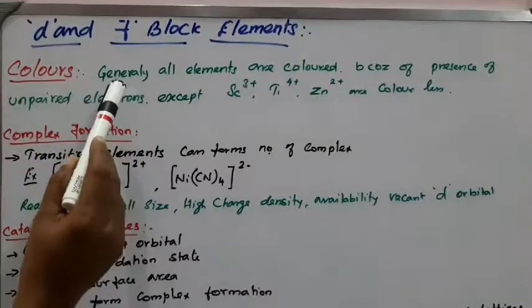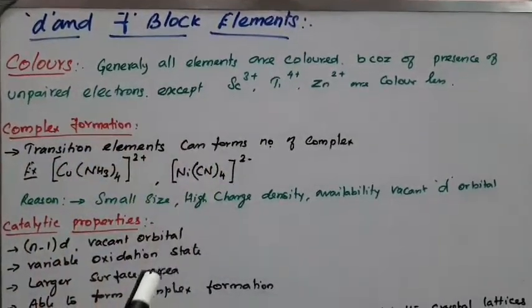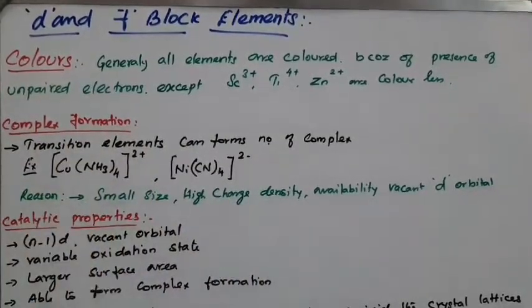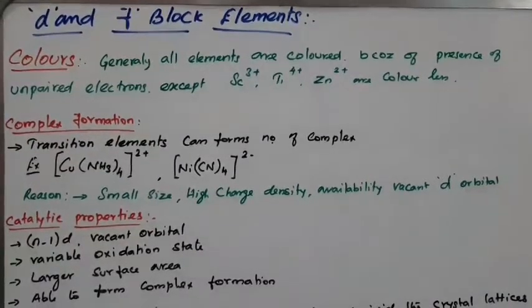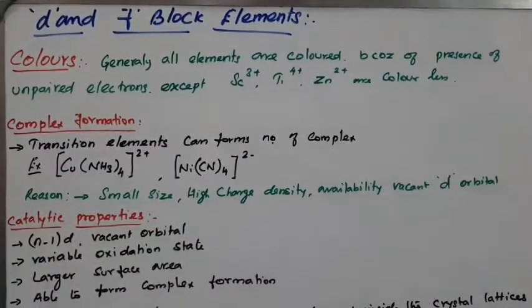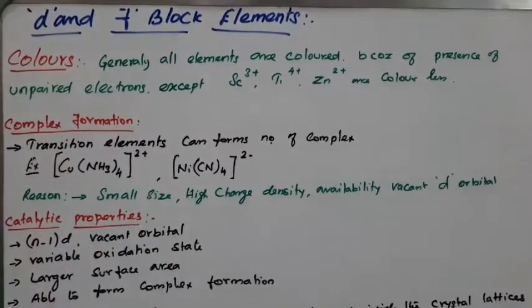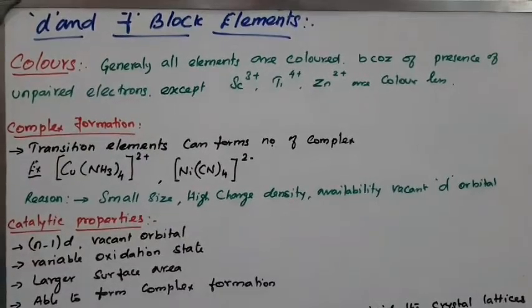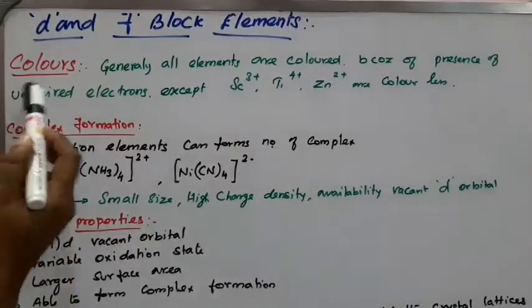Colors. Here, in the transition elements, all elements show colored properties because of the presence of unpaired electrons. They also show variable oxidation states because of the ns and (n minus 1)d orbitals, where the energy gap is very small. So these two possibilities can take part in chemical bond formation. So it shows variable oxidation state and also the presence of unpaired electrons.